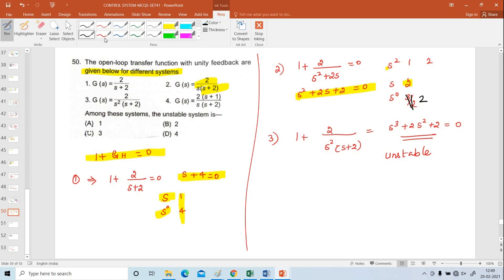Next, the third one, G of s is equal to 2 divided by s square into (s plus 2). S square into (s plus 2) gives s cube plus 2s square plus 2 equal to 0. One term is missing, that is the coefficient of s. So we can say the system is unstable. Option C is the correct answer.